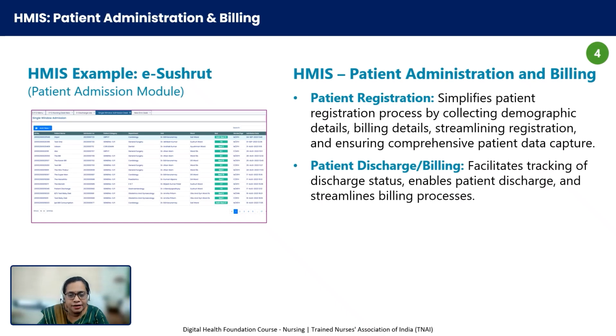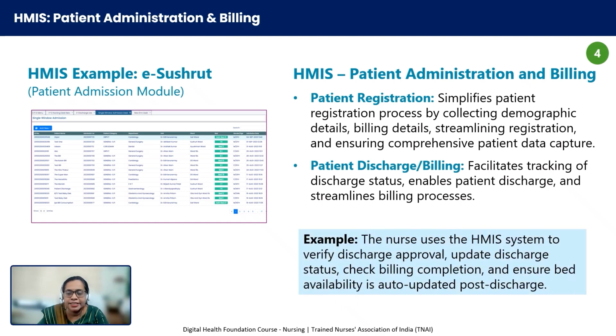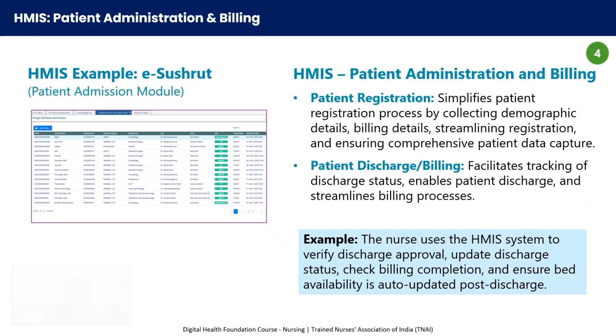For instance, if a nurse checks the discharge approval in the HMIS and she knows that the discharge is confirmed by the primary consultant, she would update the patient status. She would also ensure that the billing has been completed, and the system instantly frees up the bed for the next patient. So the bed turnover is also better. These streamlined processes help hospitals maintain accurate records and optimize resource use, ultimately improving our patient care.